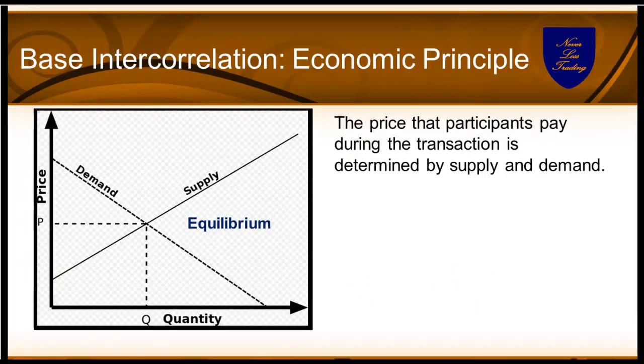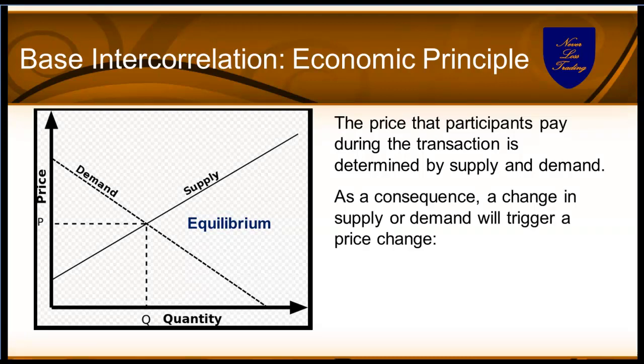Let us go on from here with the base intercorrelation, the economic principle. The price that participants pay in a market transaction is determined by supply and demand. So when supply and demand come to a conclusion, so I want to buy for 100 and somebody says to me, I want to sell it to you for 100, then we find an agreement because we have two matching bids, and then the transaction can happen. And then the stock market goes very, very fast and easy, and we can participate in that.